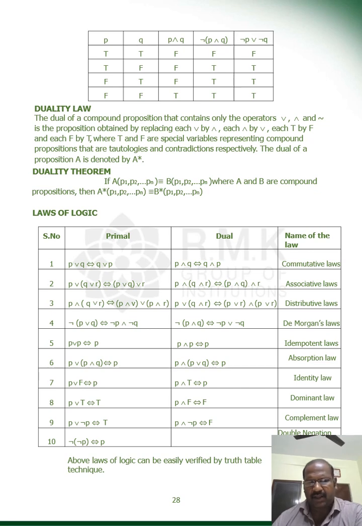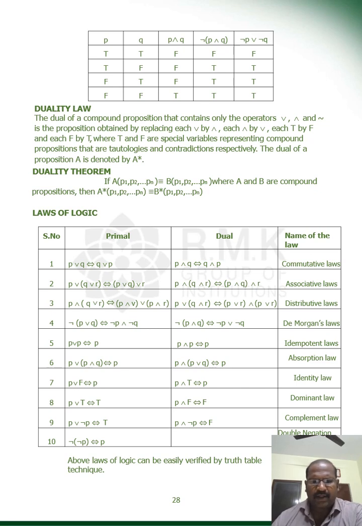That is the De Morgan law. Idempotent law, P union P is equivalent to P. That is called the idempotent law. Absorption law means P union P and Q is equivalent to P. That is called the absorption law. What is the identity law? P union false, that is simply P. So P union false means you write P, that is called the identity law. And P union true is true, that is the dominant law.